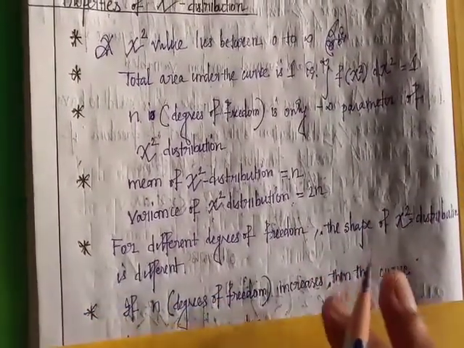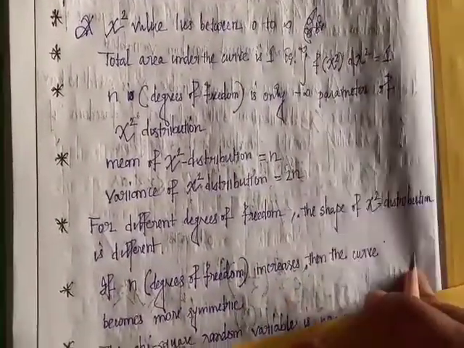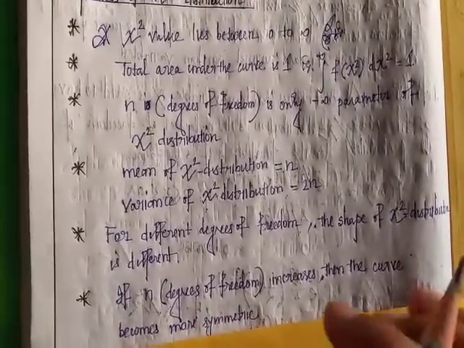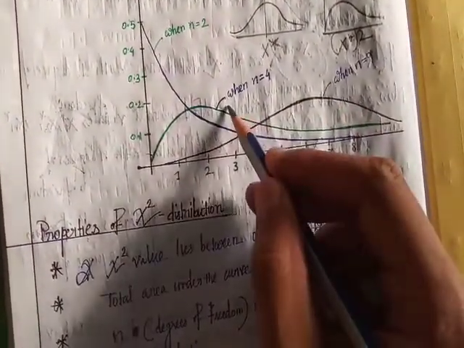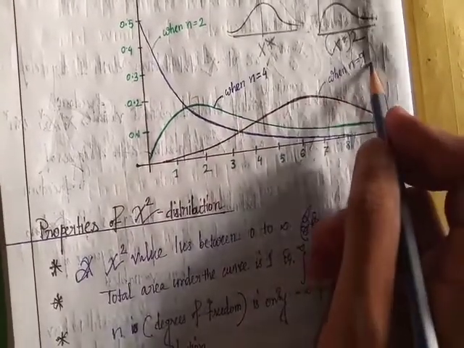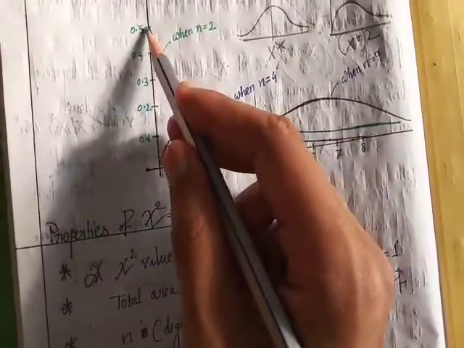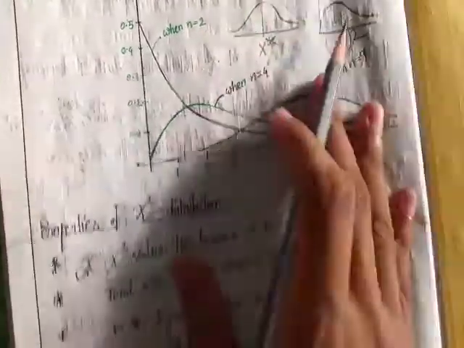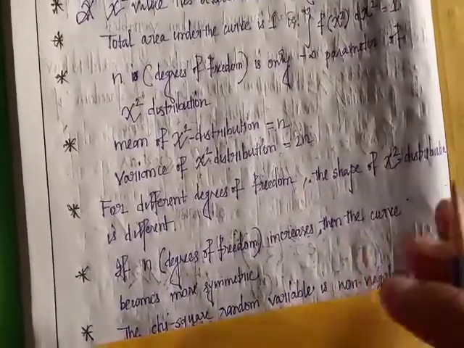The next property is that if the degrees of freedom n increases, then the curve becomes more symmetric. This curve is more symmetric than this curve, since in this curve degrees of freedom equals 9 and in this curve it equals 4. And this curve is more symmetric than this one, since here it equals 4 and here it equals 2. Please remember these properties.